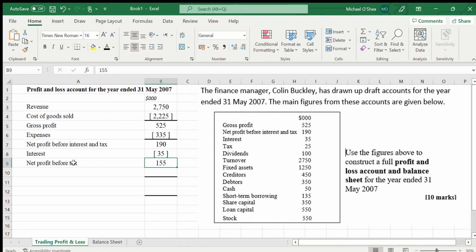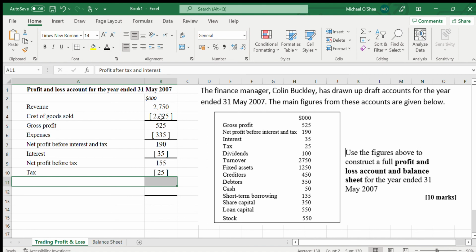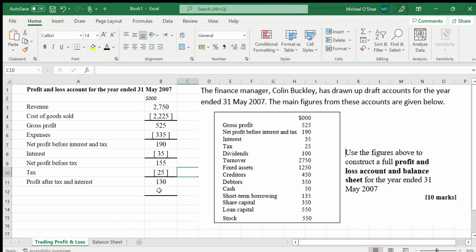The next thing is tax. It's pretty straightforward. Tax is going to be negative. I take away my tax, and now I'm left with my net profit after interest and tax of 130. So again, I've got my net profit, take away interest, take away tax, and the last thing that you could have is dividends. You may not always have it. If you don't have it, then you're finished here, and you'll call that your retained profit. But in this case we do have it.